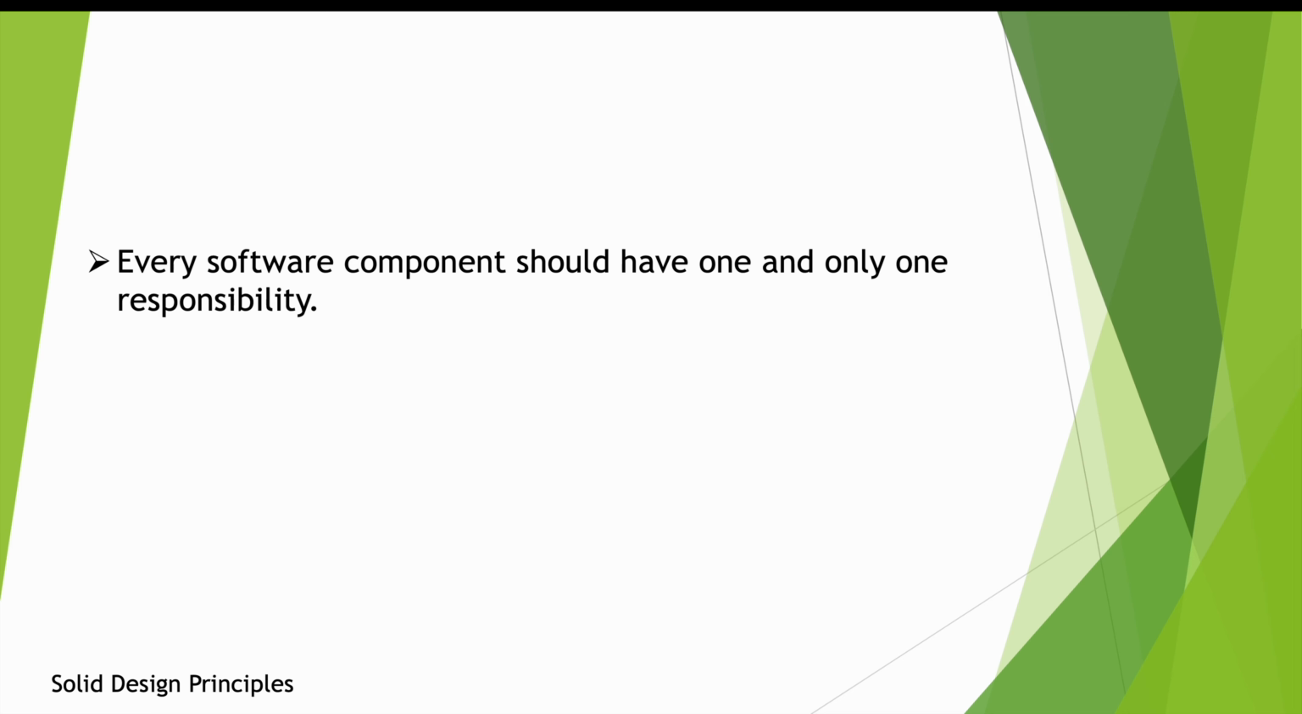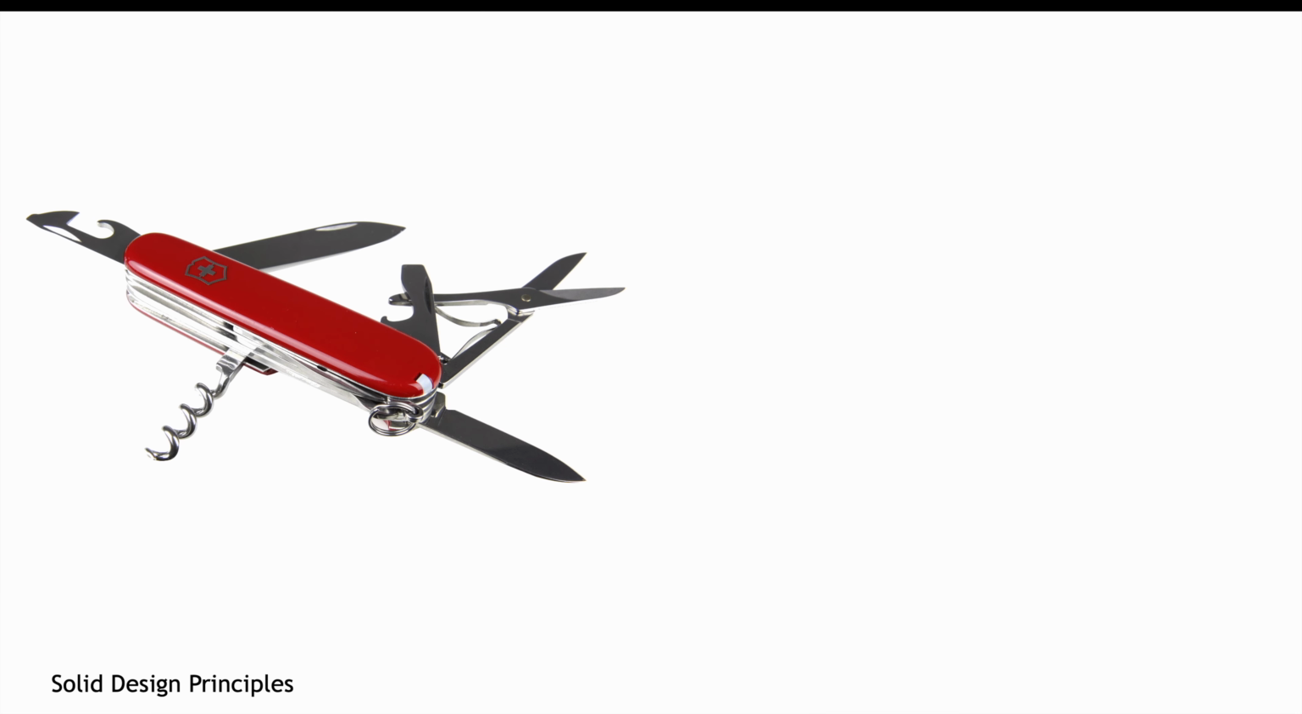Let's take a look at a real world example now. The image on the left is a Swiss knife. It's a multi-purpose knife. It has large blades, key rings, scissors and hooks as well. So, in real life, it's a very useful tool. But in software design, it's not a very good thing. Clearly, it's violating the single responsibility principle.